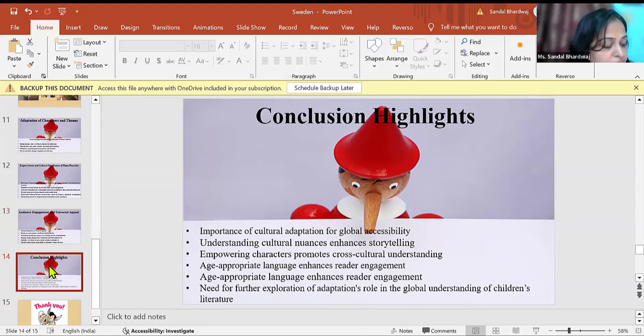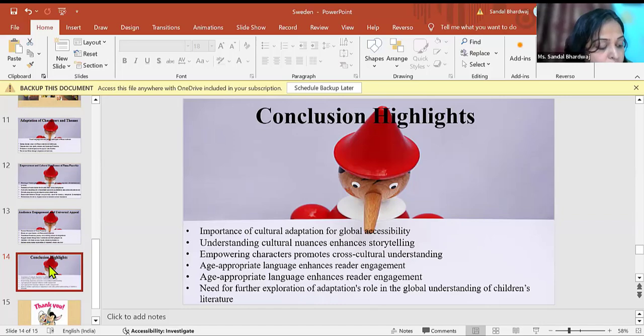In conclusion, we can say that this study highlights the importance of cultural adaptation in making Italian children's literature like Pinocchio accessible worldwide. The successful transformation of Pinocchio into Patua Pinocchio demonstrates the value of understanding cultural nuances and adapting storytelling techniques for the target audiences. By integrating Bengali folk art and empowering characters, Patua Pinocchio fosters cross-cultural understanding and appreciation.